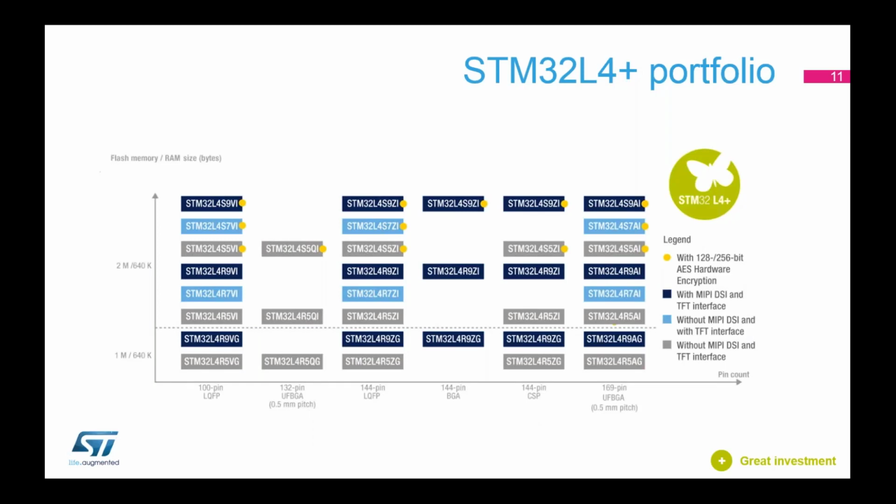Here is the portfolio of the STM32L4 Plus. It is available now in 2 MB or 1 MB of flash, and from 100 pin up to 169 pin in QFP, BGA, or CSP packages. So a lot of choice. You can also select with or without the crypto version, and in addition, several options exist with or without the MIPI DSI or the TFT interface. And the good news is that all this portfolio is fully available and in production, and so it means that you can order it now.